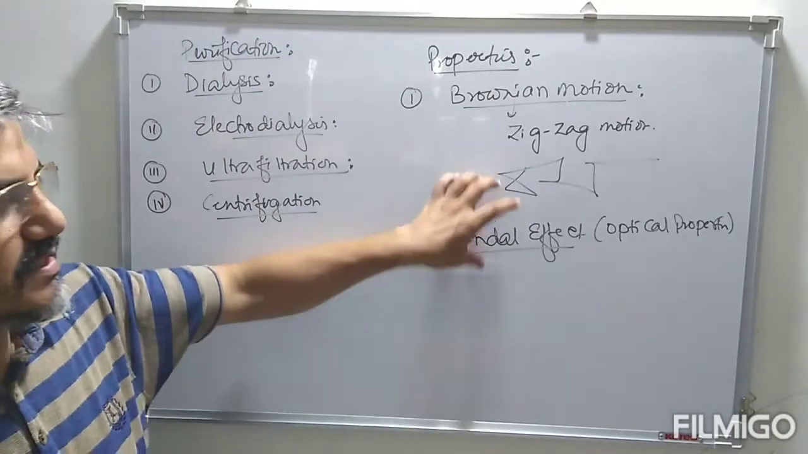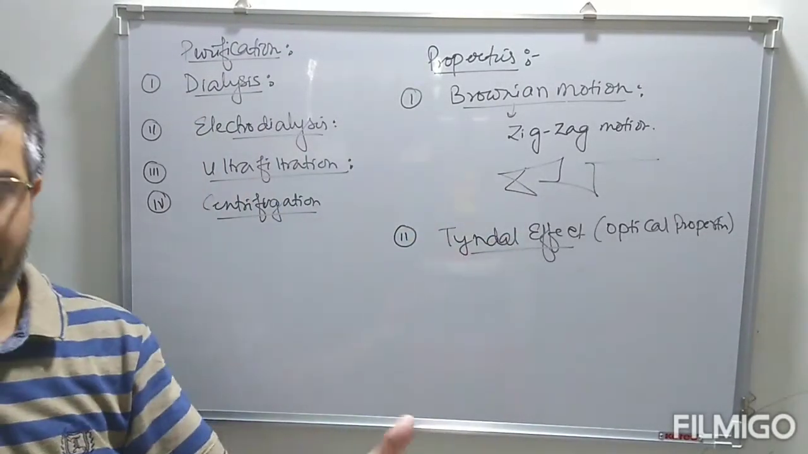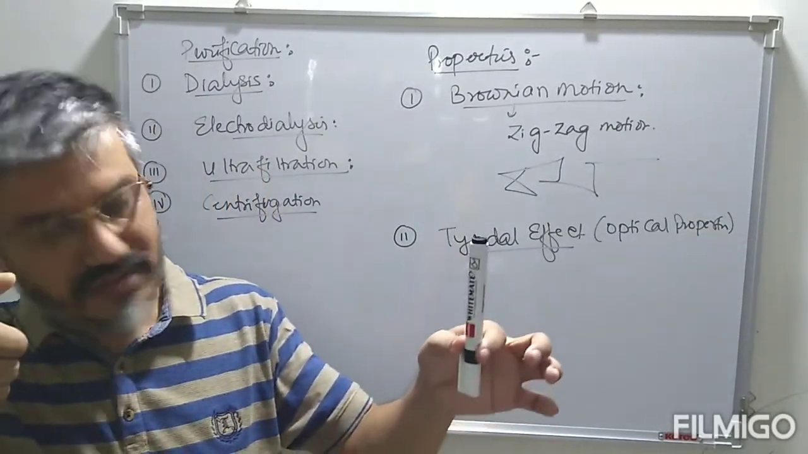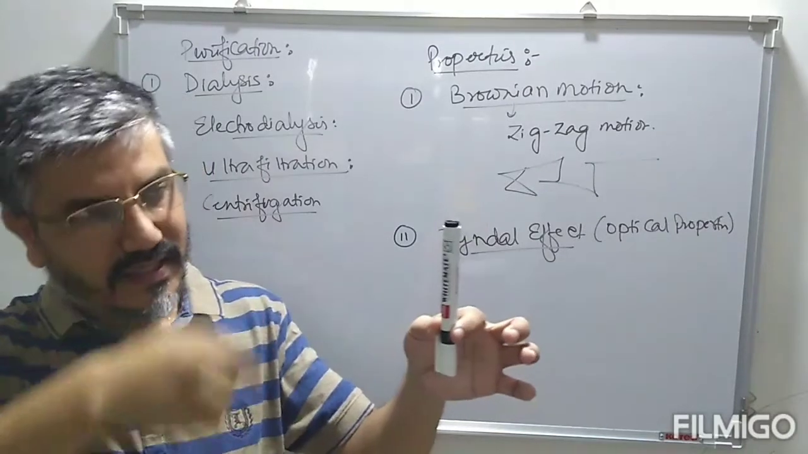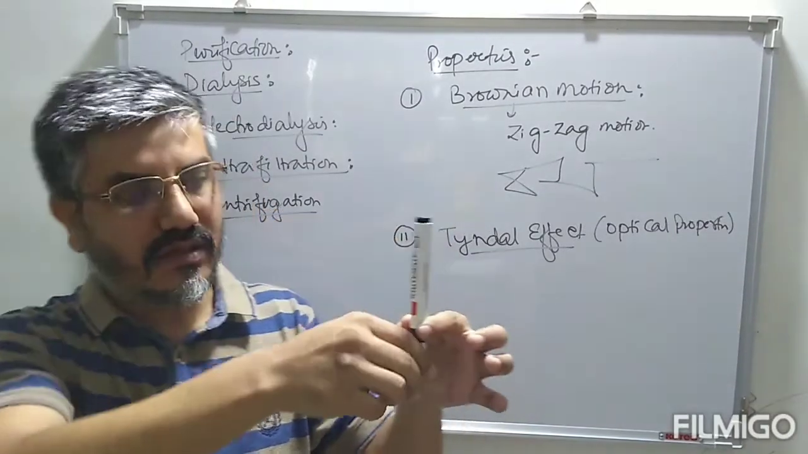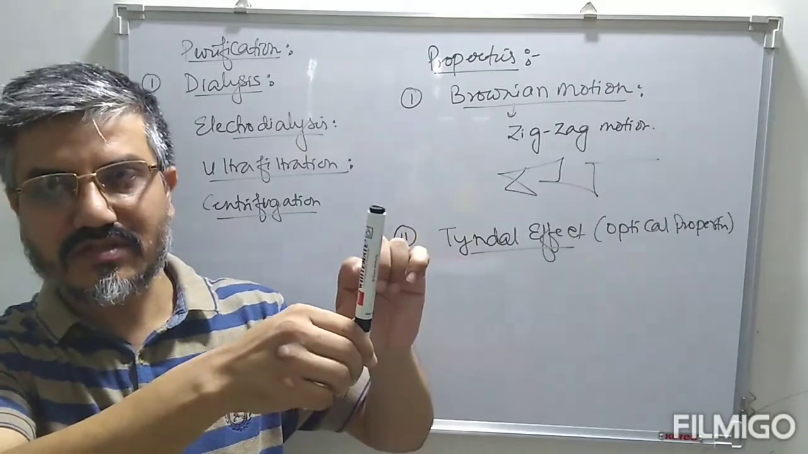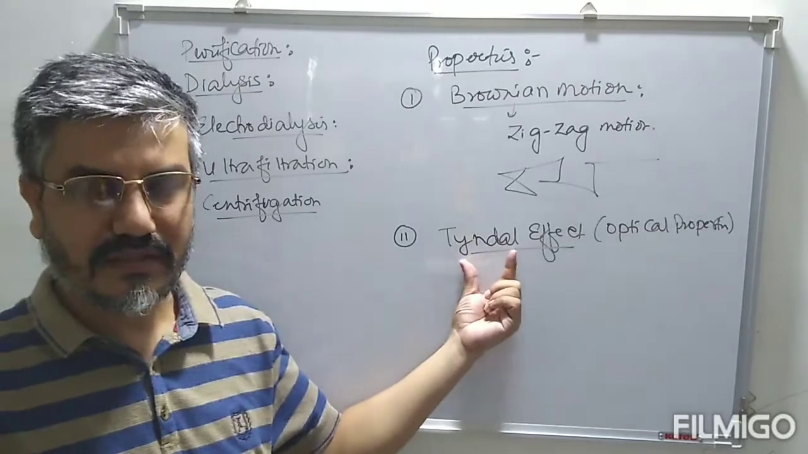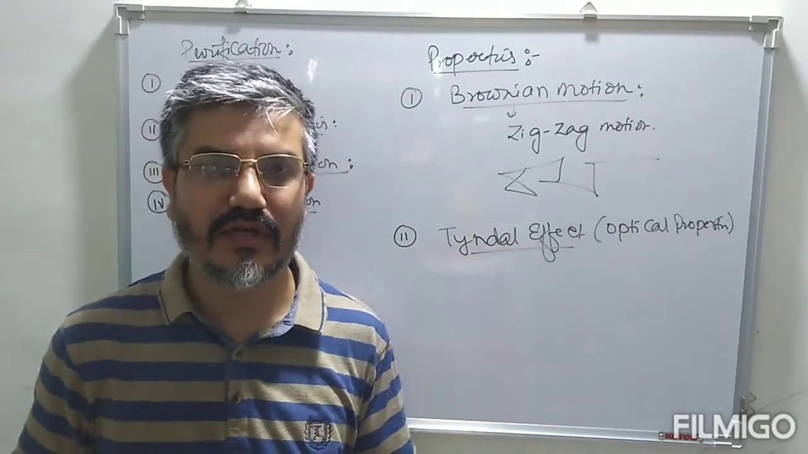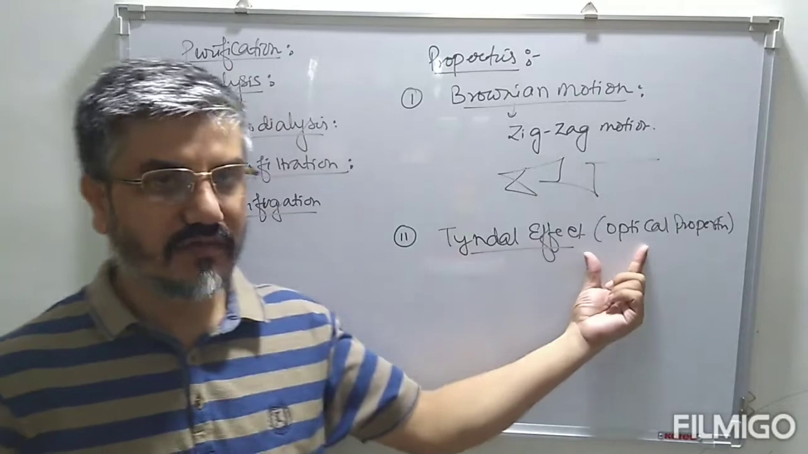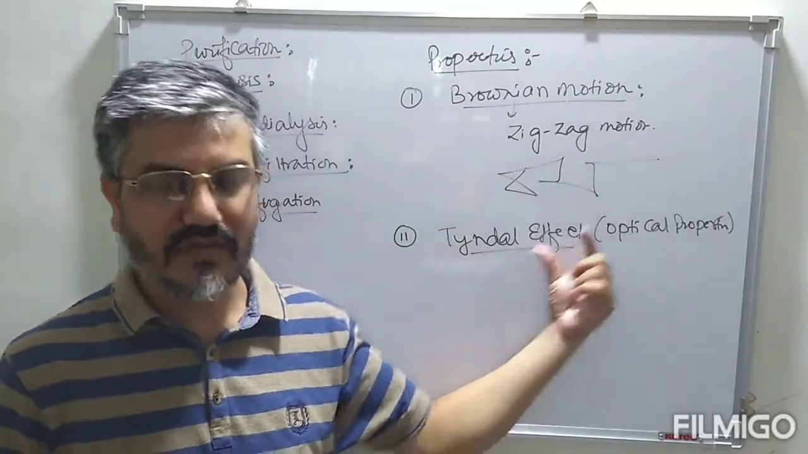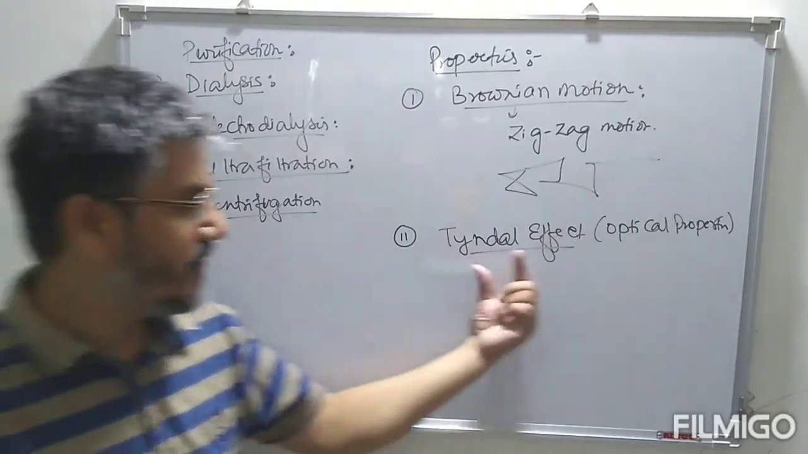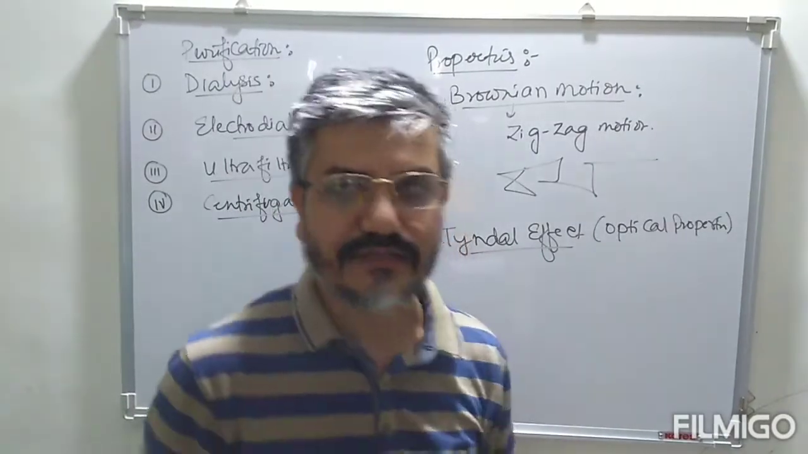And the cause of this Tyndall effect is scattering of light by the particles of colloidal solution. So when we strike this colloidal solution with a beam of light, the particles present in this solution scatter the light. Due to the scattering of light by the particles of colloidal solution, the path traveled by the light through this solution becomes clearly visible. That effect is what we call the Tyndall effect.